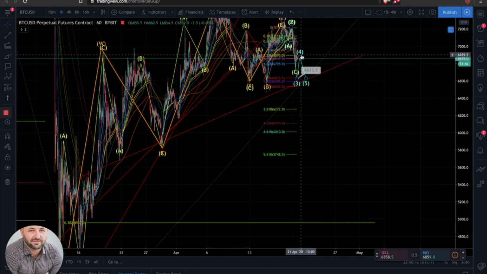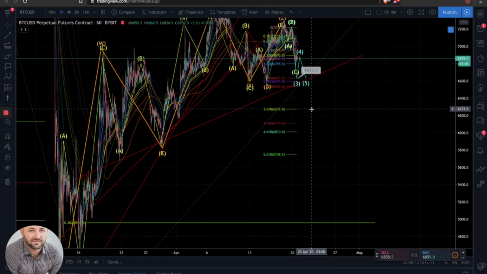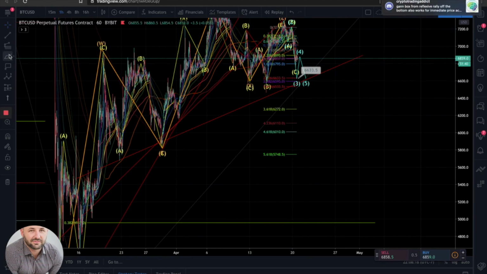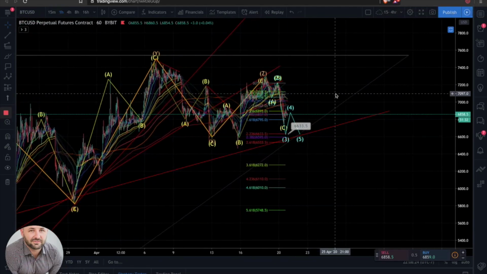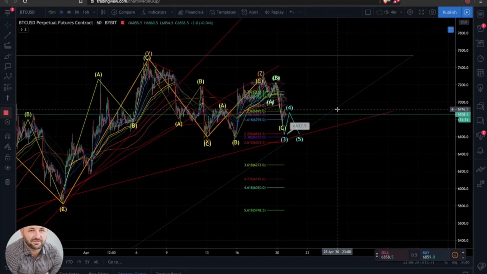So if this is an extended third coming up and then an extended fifth, it would put us roughly around 62.73. So that is something to look for. We can have this fourth wave go up as high as 6,900. However, if you look at the overall resistance zone for where we are currently, let's go ahead and put a line on there.